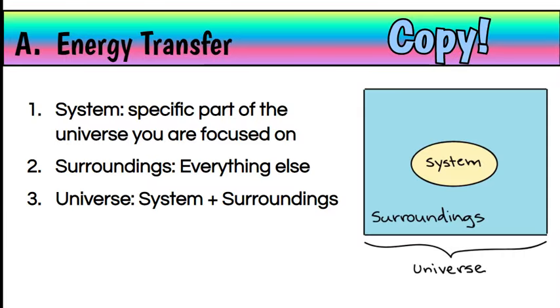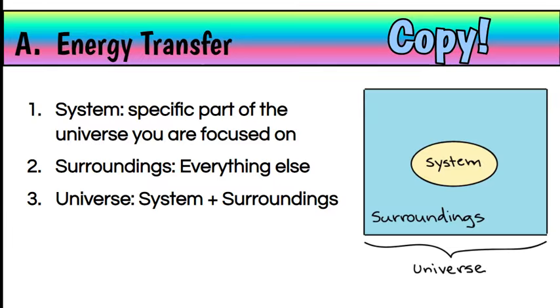Now, the system is a specific part of the universe that you're currently interested in. Let's say you want to dissolve a salt in water to see how that changes the temperature. The salt in the water would be your system. Everything else would be the surroundings. So it would be the beaker that you hold it in, the air around that beaker, the classroom around that, and then the town around that. It just keeps expanding until you've encompassed the rest of the universe.